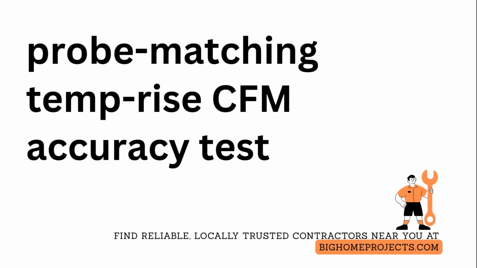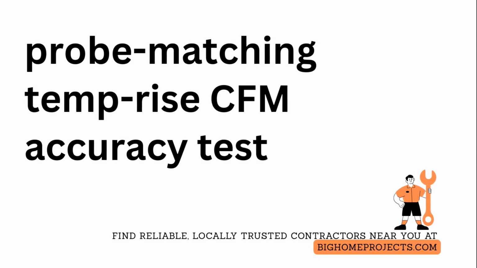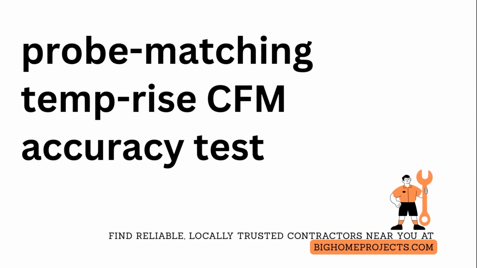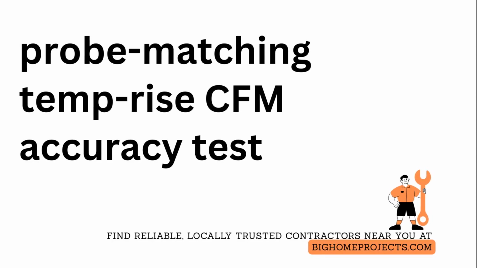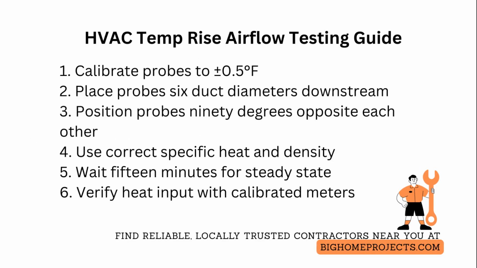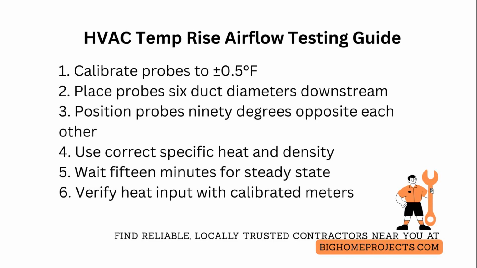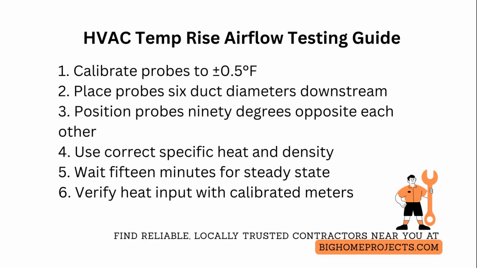HVAC temp-rise formula for measuring airflow cubic feet per minute is essential because accurate temperature differentials directly determine airflow calculations and system performance. For a precise HVAC temp-rise airflow test, start by confirming both supply and return air probes read the same ambient temperature. If they do not, recalibrate probes using a reference platinum resistance thermometer or a high-accuracy digital thermometer to within plus or minus 0.5 degrees Fahrenheit.